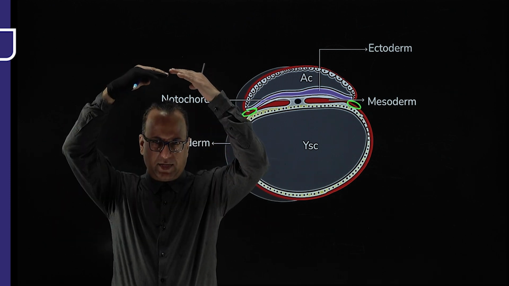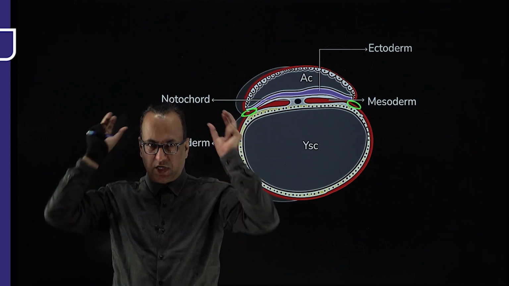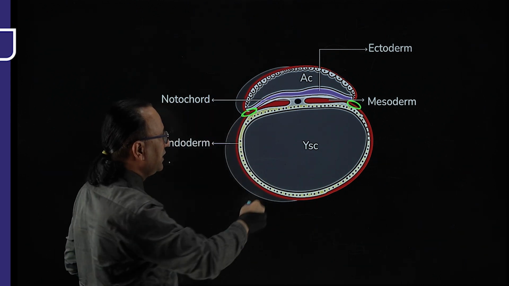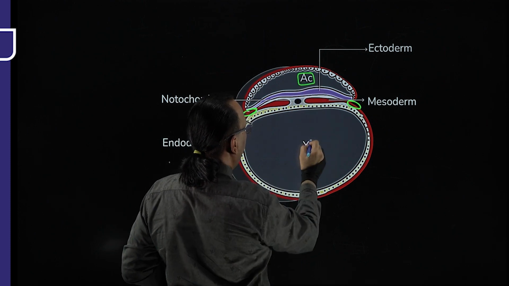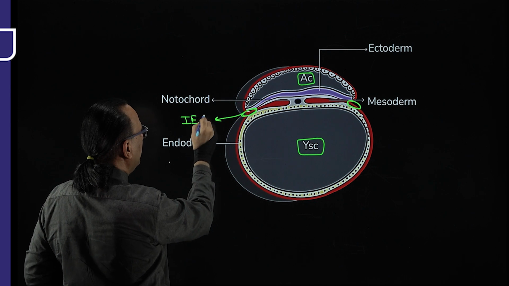So dorsal is the amniotic cavity, ventral is the yolk sac cavity, and then there is a third cavity, which is the coelomic cavity. In this diagram, you can see the dorsal amniotic cavity, the ventral yolk sac cavity, and this one is the third, intraembryonic coelomic cavity.